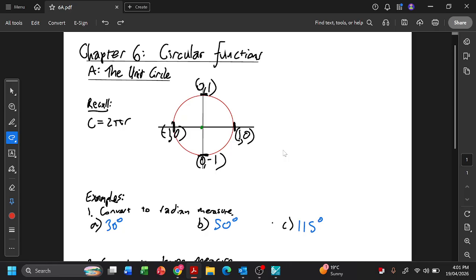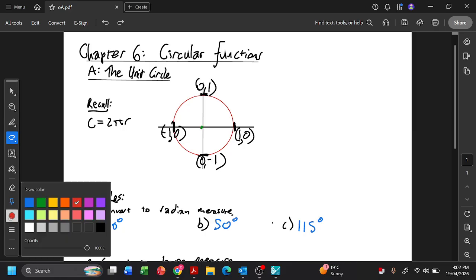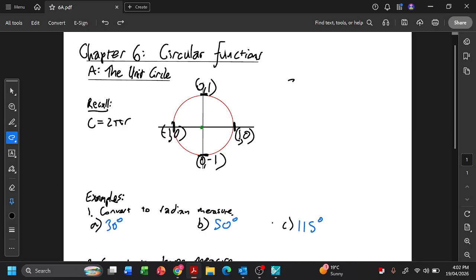We're going to be using this circle to define something known as a radian. So up until now, you are well and truly familiar with the concept of degrees. Basically, we would say one rotation around the circle is equal to 360 degrees. This is the angle that we've been using in maths since primary school.